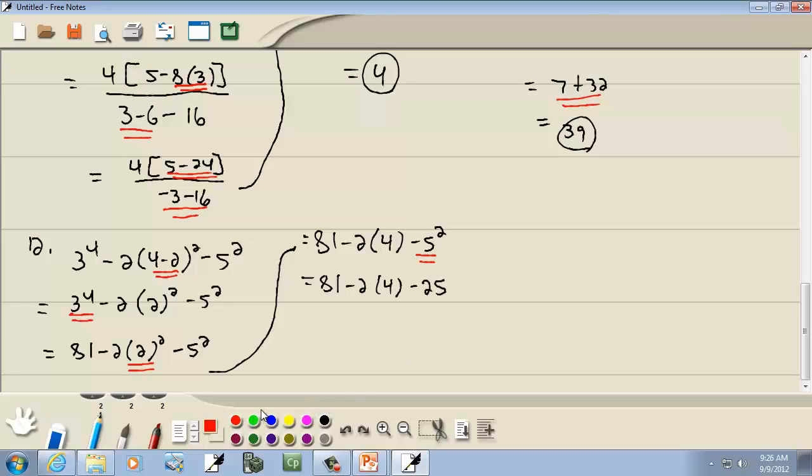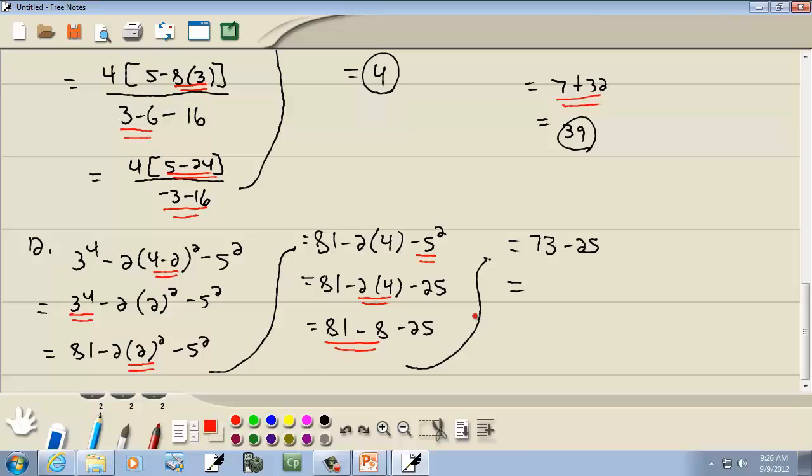Okay, no more exponents. My dear, multiplication and division. Here's a multiplication. So we've got 2 times 4, which is 8. Now, some people may look at that and say, well, why don't you do negative 2 times 4? You could. Negative 2 times 4 is still negative 8, so it doesn't matter how you do that. Okay, no more multiplication or division, so Aunt Sally. 81 minus 8. What's that, 73?